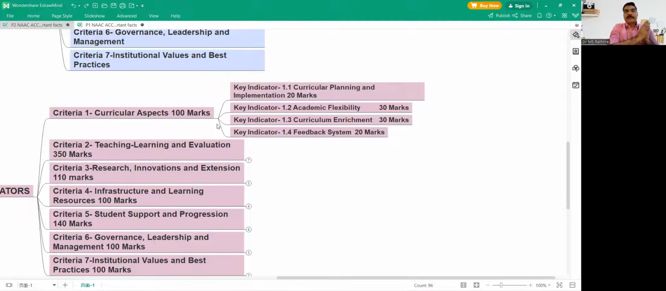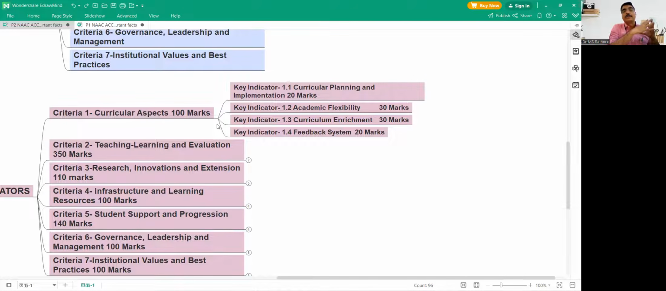The second key indicator is academic flexibility. That means how the additional things we are providing to the students, and whether there is any provision of flexibility according to the curricular planning. So this would comprise 30 marks. The third one is curriculum enrichment. That means the existing curriculum is there, and what are the initiatives that have been taken so that it can be enriched, which may be done by adding or implementing value-added courses.